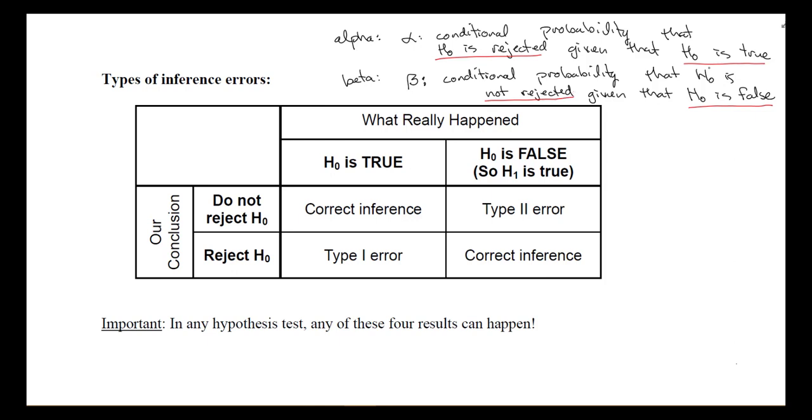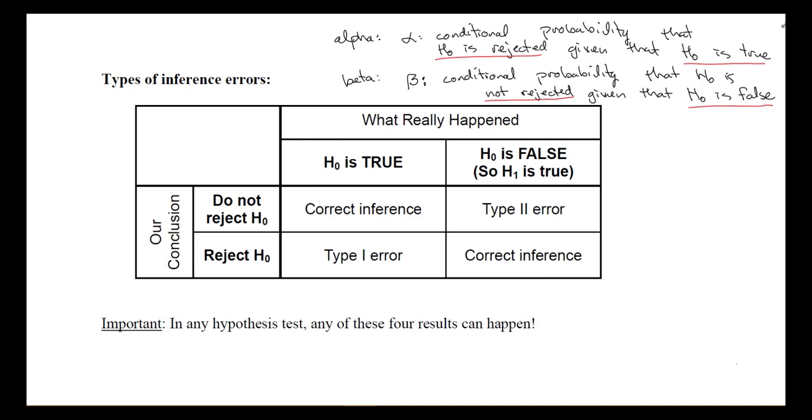Okay, so where do these go in this chart? Okay, so let's look at this chart. So let's suppose H0 is really true. Okay, so hopefully what would happen is if we get a sample that ends up containing the right information, then we could conclude that we don't end up rejecting H0, and then that would end up being correct, right? So that's what we call a correct inference.